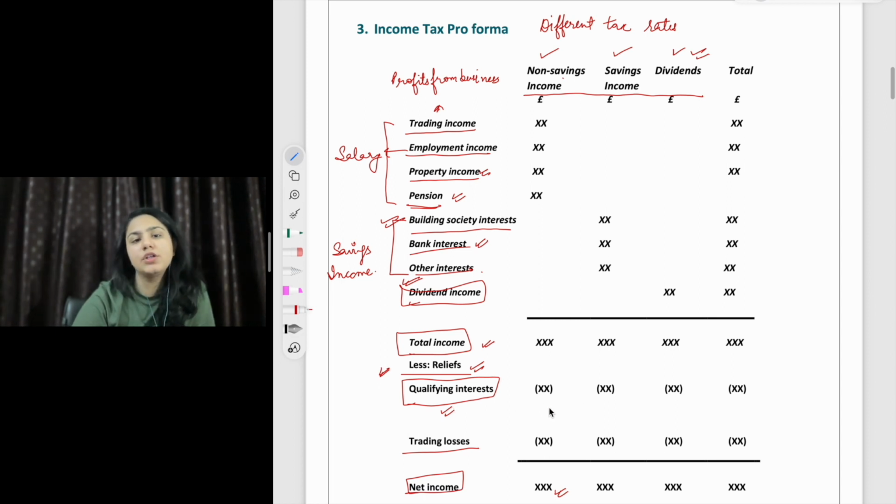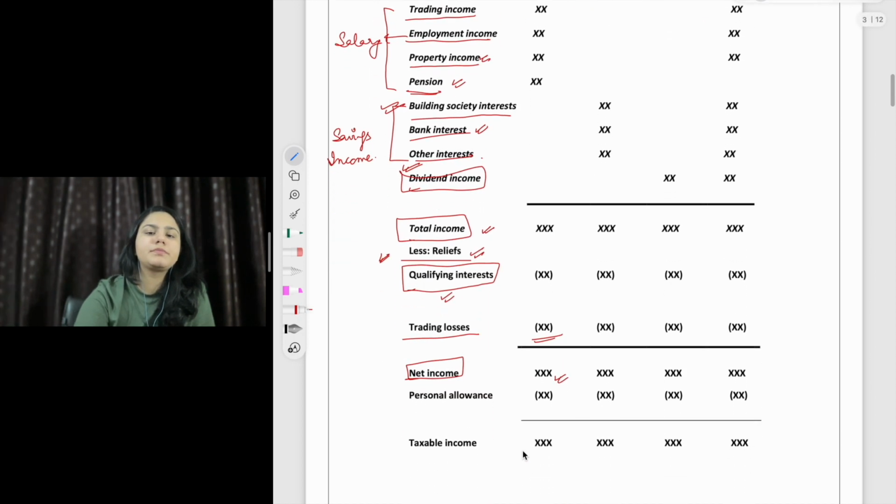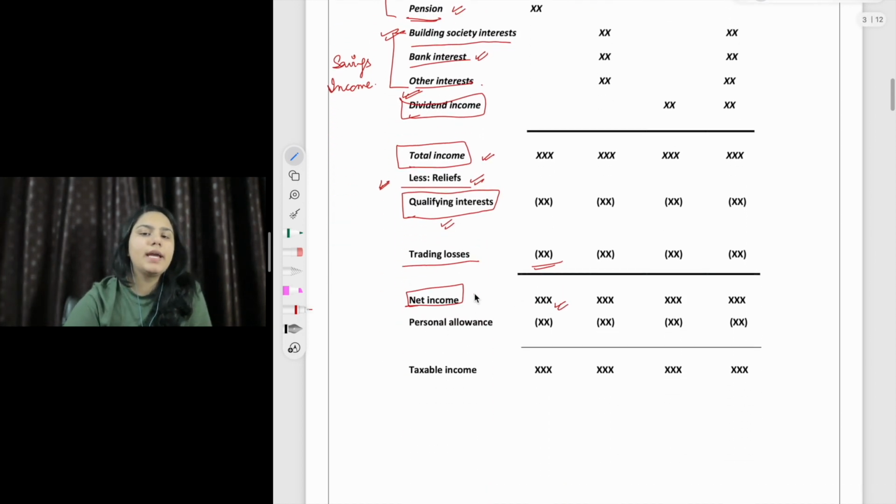And if you have incurred a loss in your business, be it a loss from your own business as a sole trader or a loss share that you have gotten from your partnership business, it can be subtracted here as a relief. After deducting my reliefs, I get my net income.